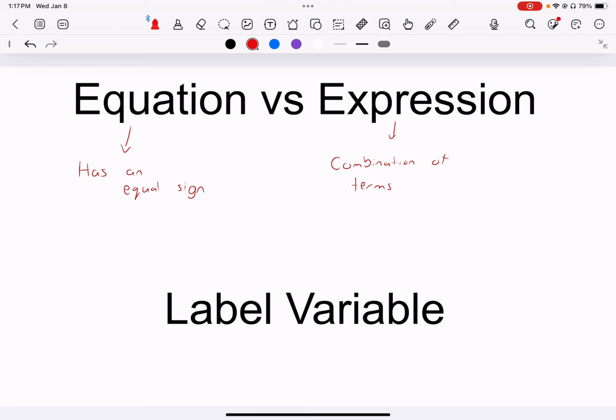When you're writing an expression, you have to make sure to label your variable. That means you have to state what the variable stands for. You can't just have a variable without knowing what it is and what it represents.